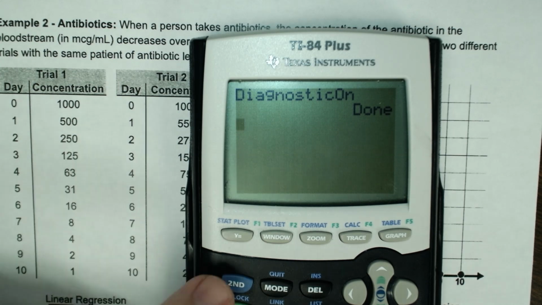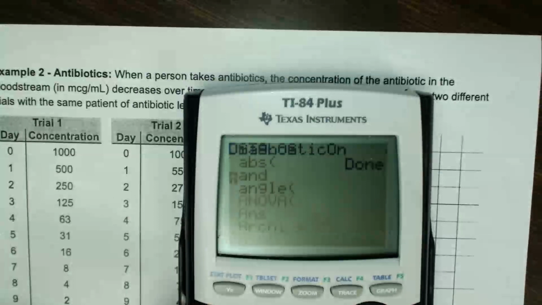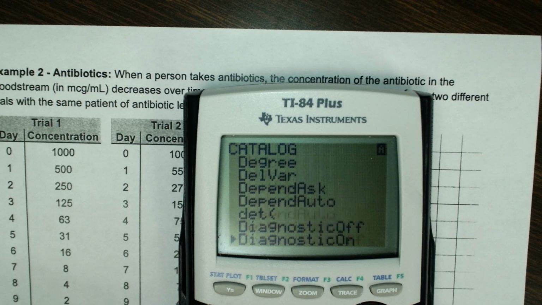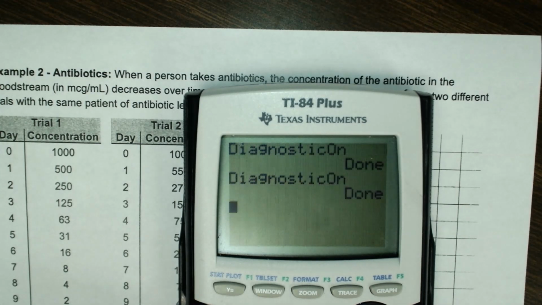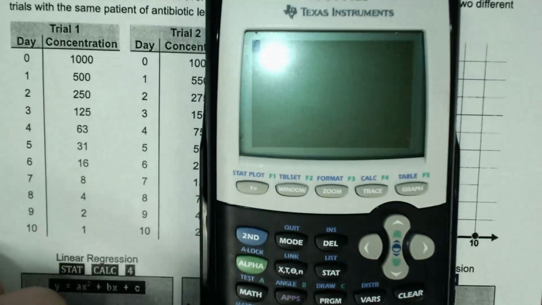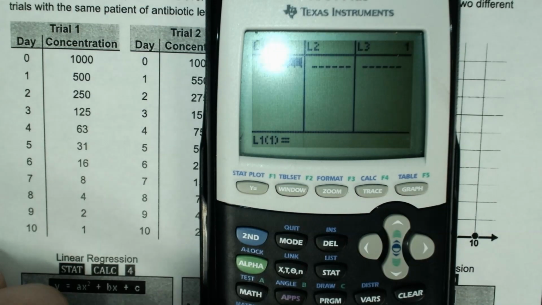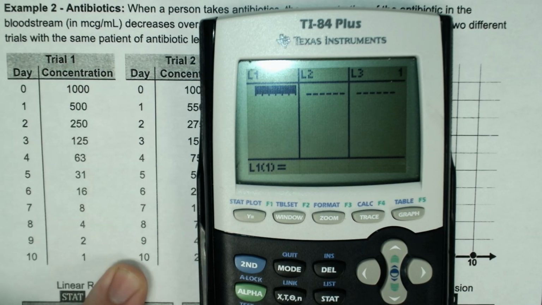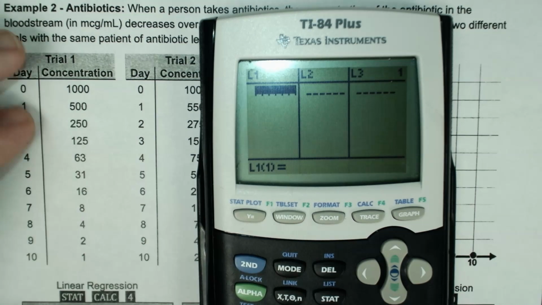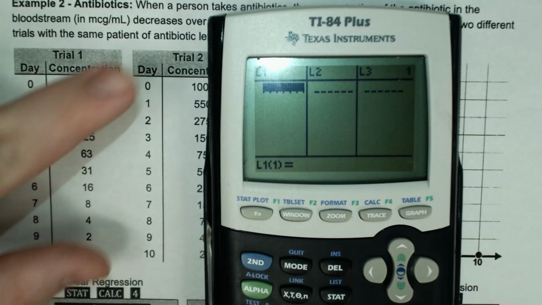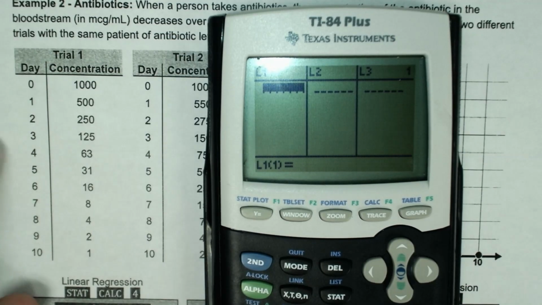Again, to catch us all up, I pressed second, and then the button 0 to go to the catalog. I scrolled all the way down to the D's. Found diagnostic on, hit enter, and enter again, and it'll say done. Now, I'm going to go to Stat, Edit. In the first column, in that L1 column, I'm going to type in 0 through 10 and 0 through 10. So type in 0 through 10 twice, because we're going to combine all of this data into one. Then in L2, type the 1,000 down to 1 and 1,000 down to 2. So that's 22 numbers we're typing in both columns.